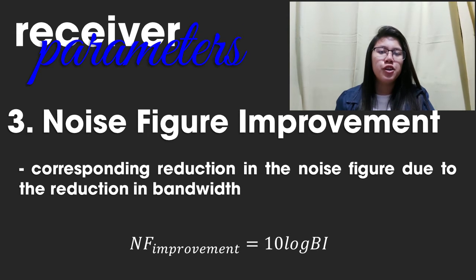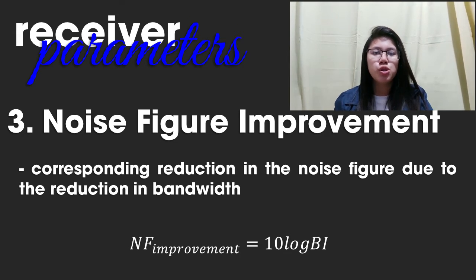Third is noise figure improvement. The corresponding reduction in the noise figure due to the reduction in bandwidth is called noise figure improvement and is expressed mathematically in decibel as NF improvement equals 10 log bandwidth improvement.